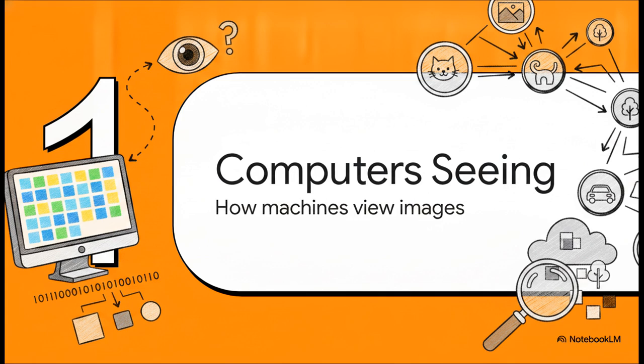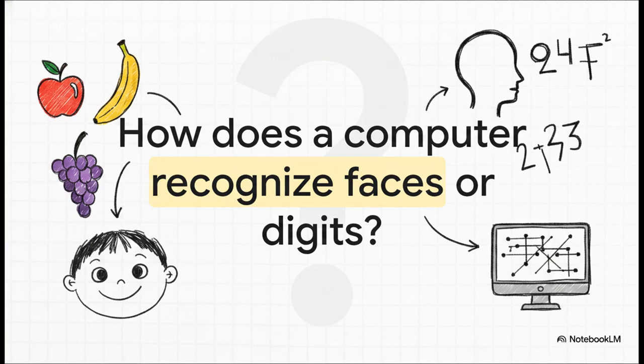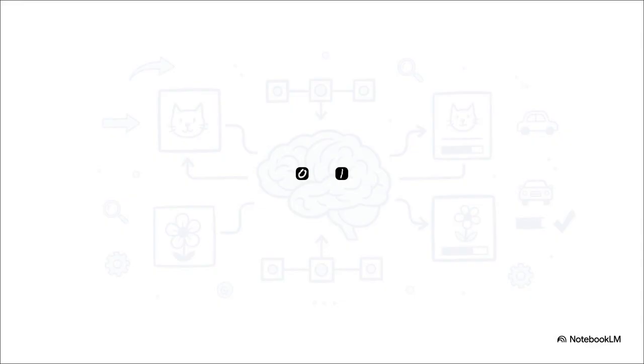Let's tackle the foundational problem of how a machine actually perceives the visual world. Imagine you're showing hundreds of different fruits to a toddler. After seeing enough of them, they naturally just figure out how to tell an apple from a banana, right? But how in the world does a completely blank slate computer learn to recognize a human face or even just read a handwritten number? I mean, a computer doesn't have eyes. Well, it all comes down to translating our visual world into the only language a machine really understands, which is math. A perfect example of this is the legendary MNIST dataset.